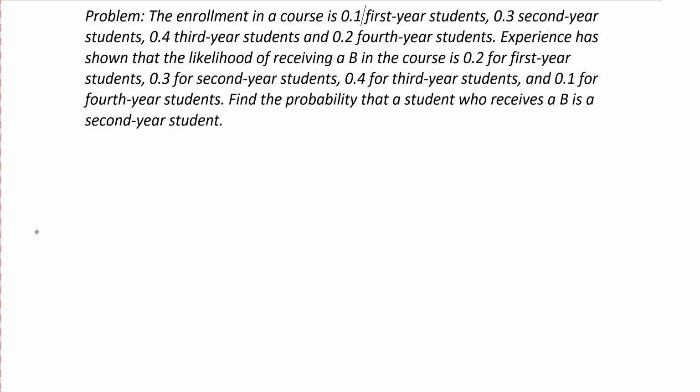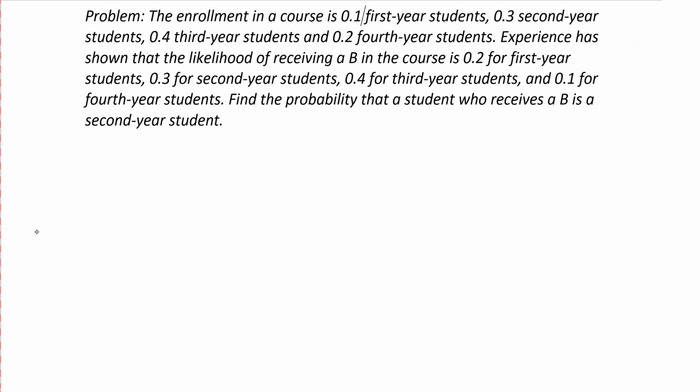An example may help us understand Bayes' theorem further. This problem says the enrollment in a course is 0.1 first-year students, 0.3 second-year students, 0.4 third-year students, and 0.2 fourth-year students. Experience has shown that the likelihood of receiving a B in the course is 0.2 for first-year students, 0.3 for second-year students, 0.4 for third-year students, and 0.1 for fourth-year students. Find the probability that a student who receives a B is a second-year student.